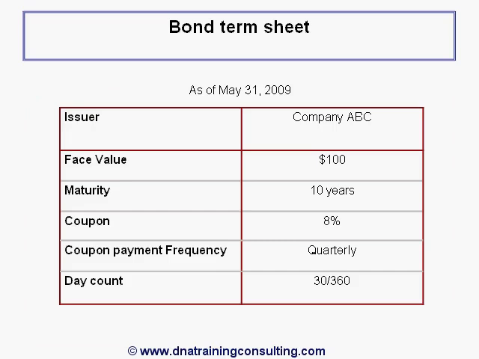Assuming that today is May 31, 2009, the term sheet tells you that you will receive $100 on May 31, 2019, in addition to an 8% annualized coupon rate. Coupons being paid quarterly means that you'll receive a coupon of 2% at the end of each quarter, calculated on the bond's face value, so that your coupon cash flows each quarter will be $2.